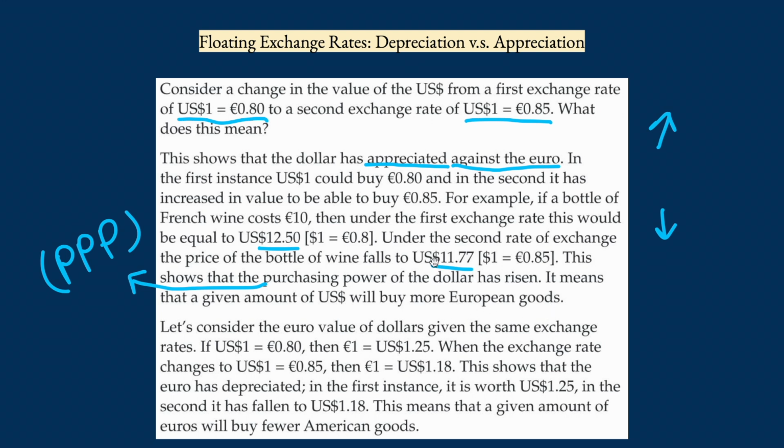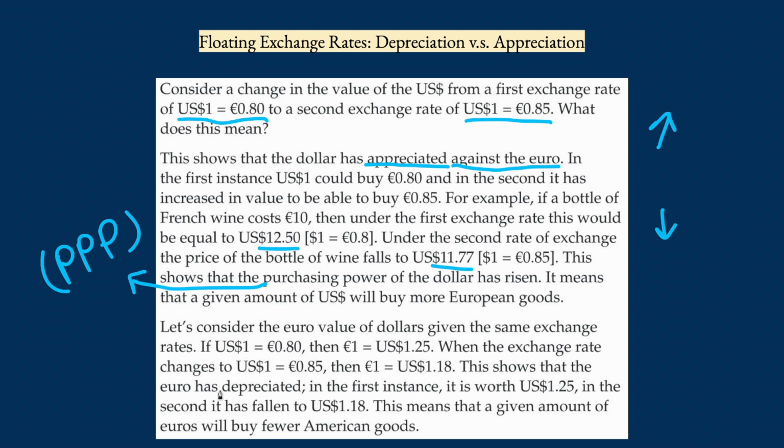If we have 50 US dollars, given the first and the second exchange rate, we can buy more with the second exchange rate than we can with the first. But let's flip it now, and let's consider the euro value of dollars given the same exchange rate. If 1 US dollar equals 0.80 euros, then if we flip the exchange rate to find the value of 1 euro, it would now equal 1 US dollar and 25 cents.